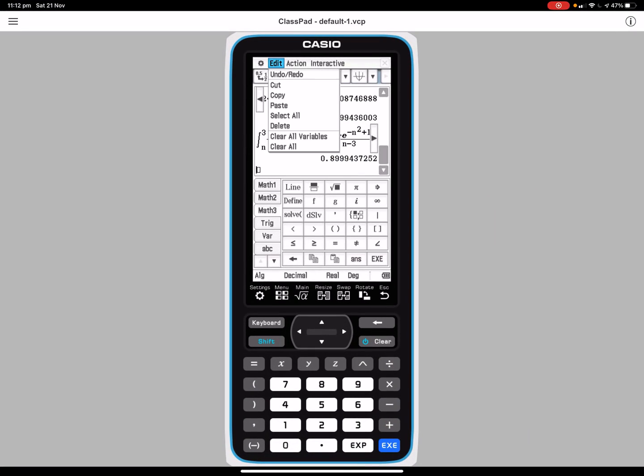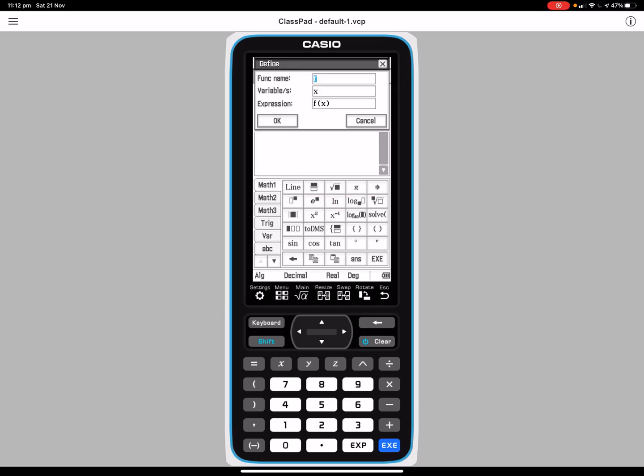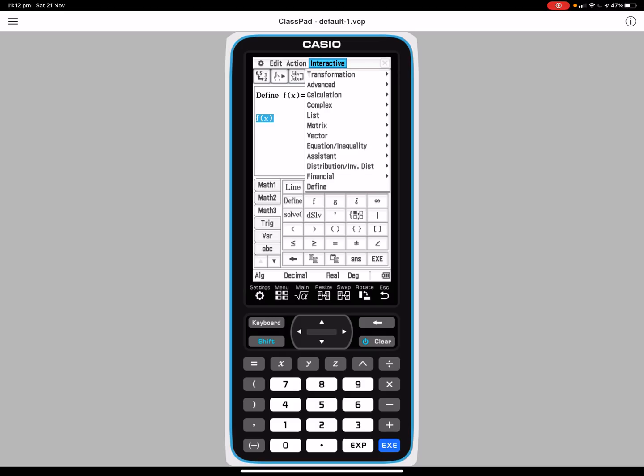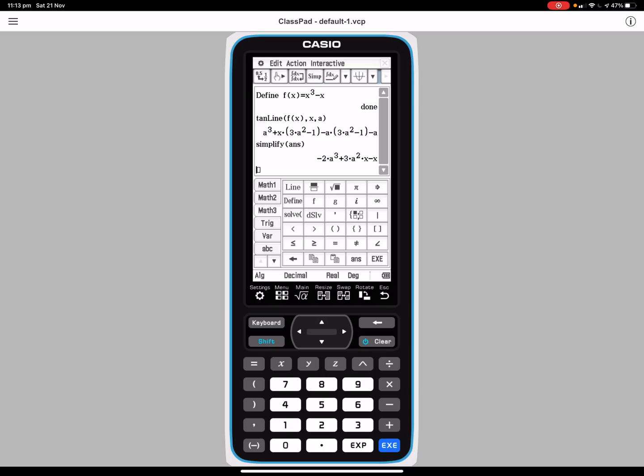So let's get rid of all this. X cubed minus x. Define it as f of x. Find the equation of the tangent at A. I just defined it, didn't I? Calculation line, tan line, at the point A. Simplify. What did I want to do? We know that equals 0 and we want to solve for x, which is what we've just done.